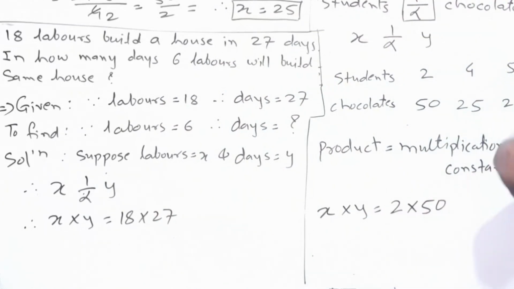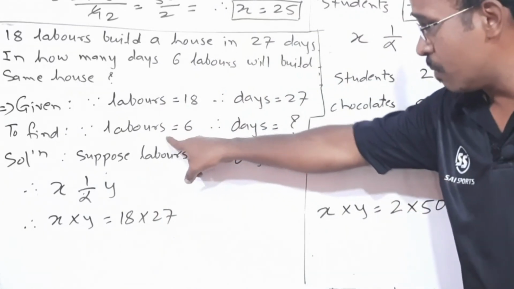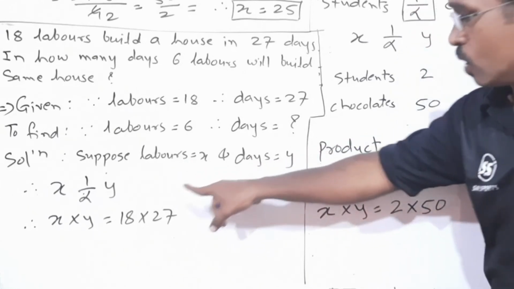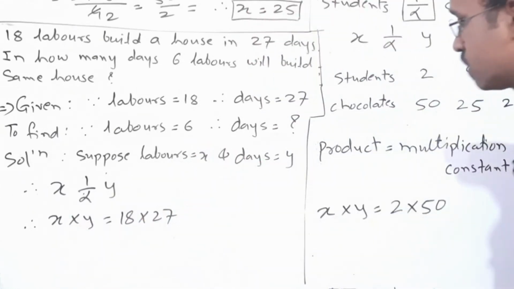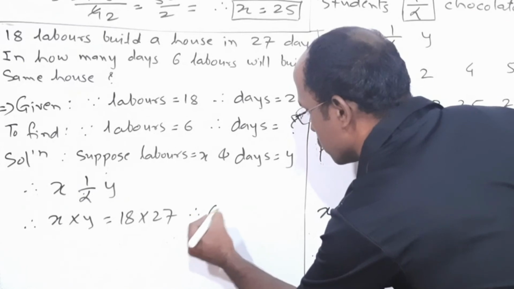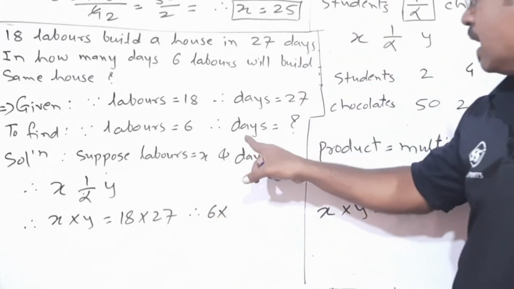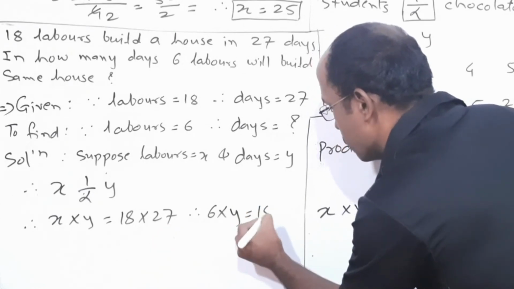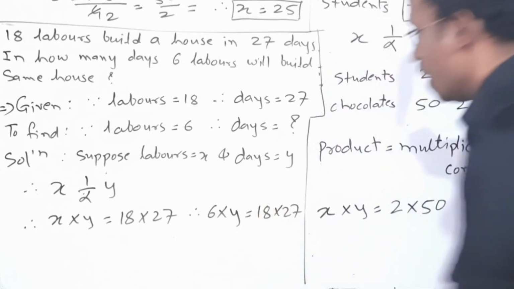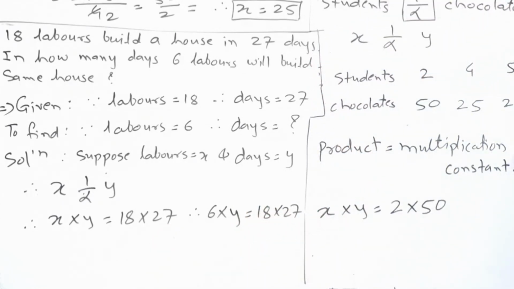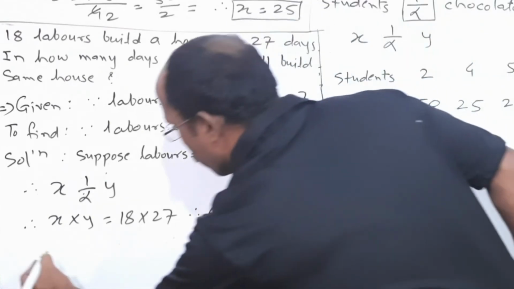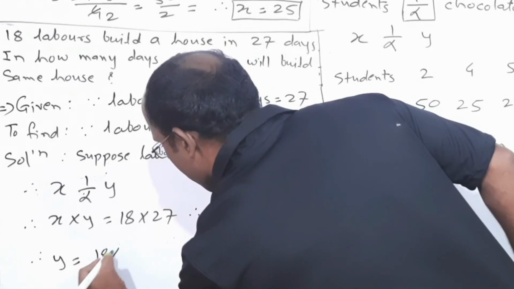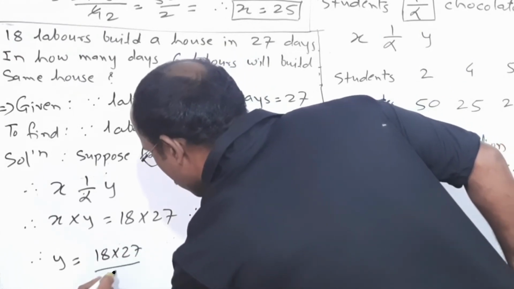Clear? Now we have to find the values. Laborers is equal to x. What did we consider laborers? X. So in place of x, we will write 6. Therefore, 6 multiplied by days, we have to find y, is equal to 18 multiplied by 27, and based on this we just have to find the value of y. Therefore, y is equal to 18 multiplied by 27 upon 6.